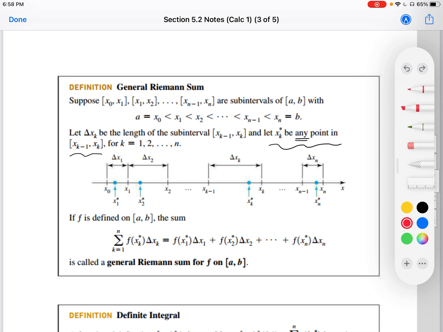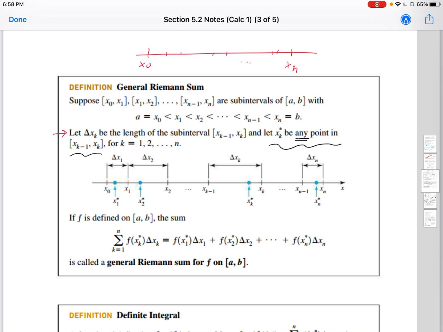Next definition is the general Riemann sum. Suppose the closed intervals x0 to x1, x1 to x2, all the way to x(n-1) to xn are subintervals from a to b, with a equaling x0, which is less than x1, which is less than x2. So all we're saying is, don't let this notation fool you. We have our first interval, and we're going to do as many intervals as we're asked to or want until we reach some point.